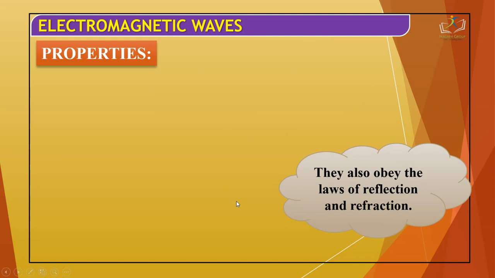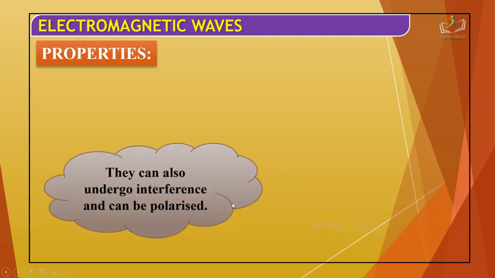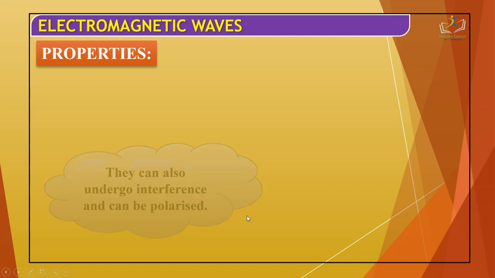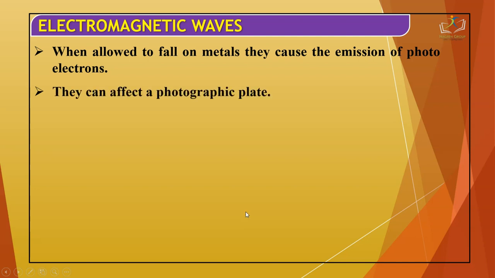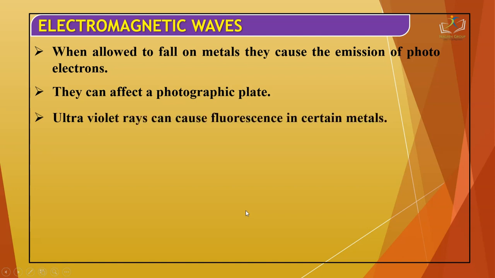They obey the law of reflection and refraction. They can also undergo interference and can be polarized. When allowed to fall on metal, they cause emission of photoelectrons. They can affect the photographic plate also. Ultraviolet rays can cause fluorescence in certain metals.